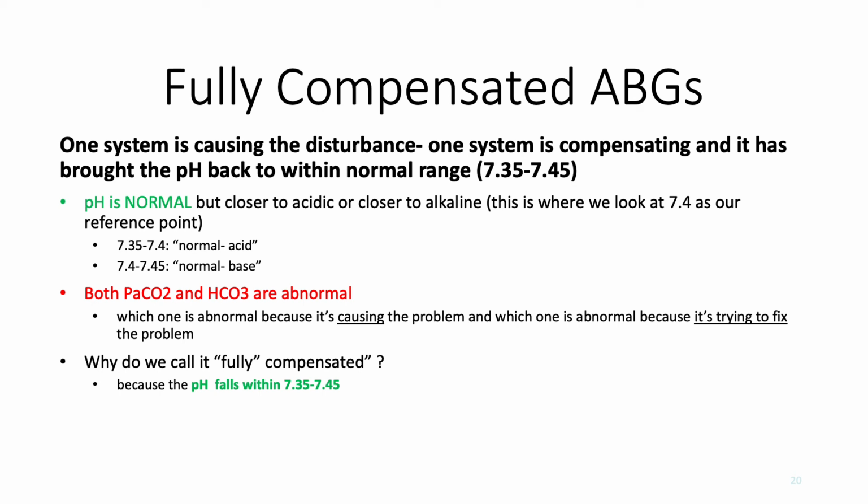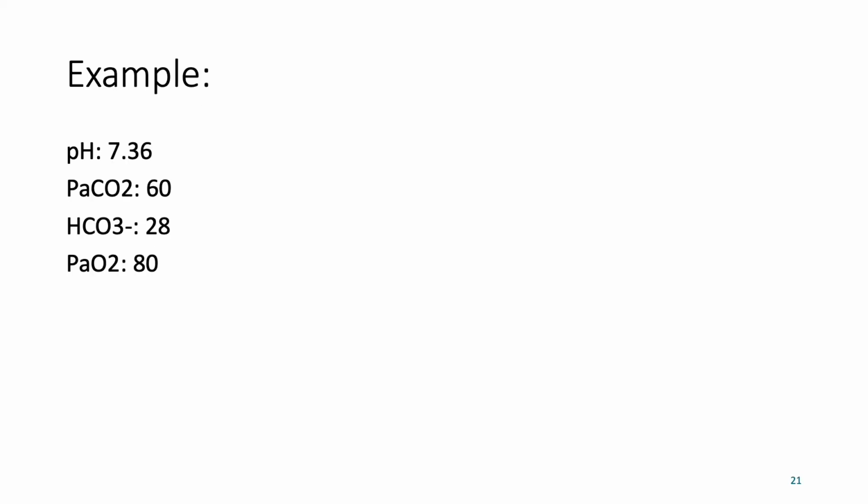But we can figure out what the core problem is by being just a little bit pickier about that 7.4 range and seeing which side of normal the pH is on. So let's look at an example of a fully compensated ABG. Pause the presentation and work through your answer.